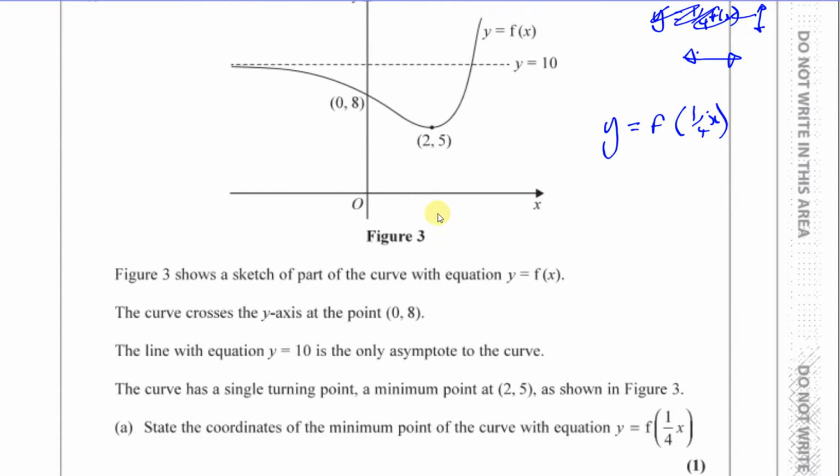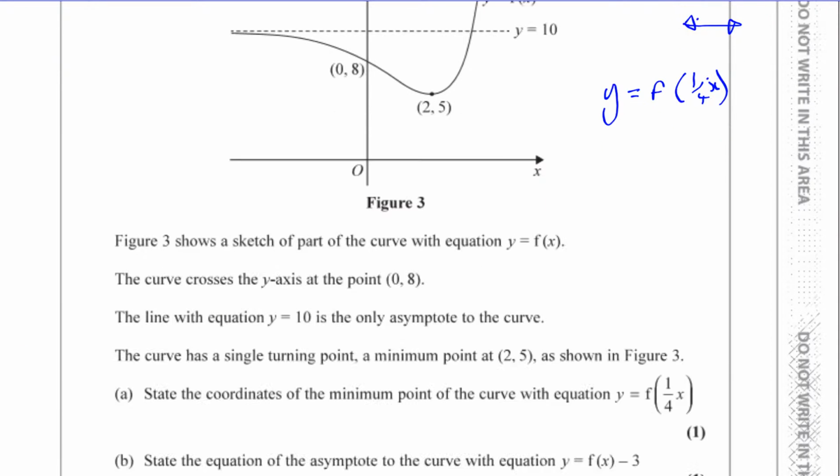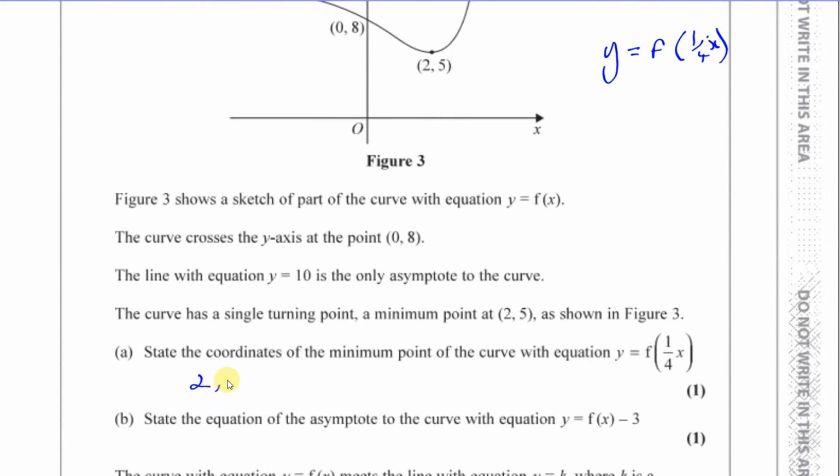So the minimum point is (2, 5). I'll just answer over here so we can see what's going on. You take the x value and multiply it by 4, and the y value will remain exactly as it is. So your answer is going to become (8, 5). That's going to be the new minimum point of the curve. So the x value is multiplied by 4, so it's going to be out here somewhere, and the y value will remain unchanged, so it's going to turn somewhere further out over here.